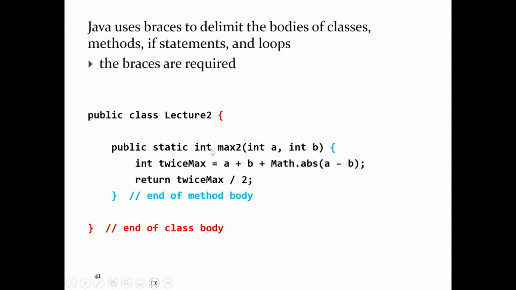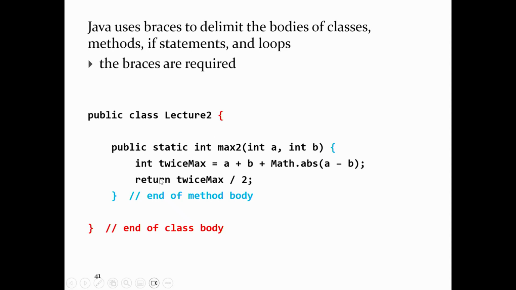Okay, so if Java doesn't care about spacing, how does it know that this thing max2 is inside this class? And similarly, how does it know those two lines of code are inside the method max2? And the answer is Java uses braces. So the opening brace and the closing brace shown in red delimit the body of the main method. The opening brace and the closing brace in that pale blue color denote the body of the max2 method. The braces are required.